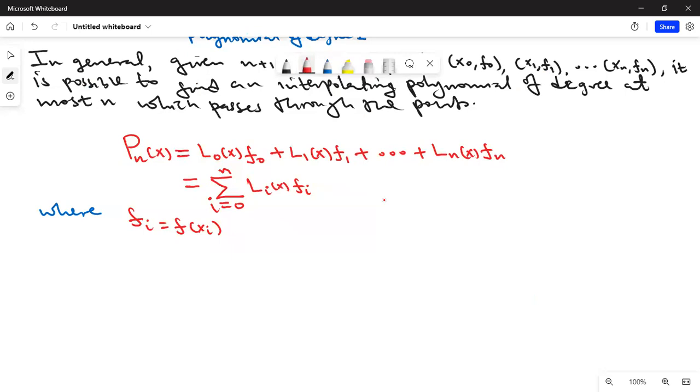That's the value of f when x is xi, and the Lagrange coefficients Li of x is defined by Li of x equals the product. The product is written with a big pi, product from j equals 0, of course j not equal to i, all the way up to n, of x minus xj divided by xi minus xj.